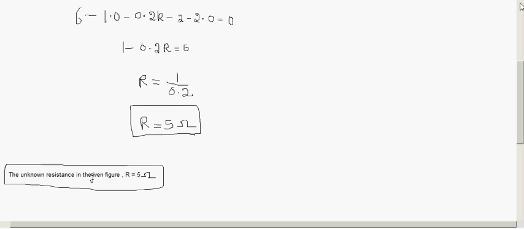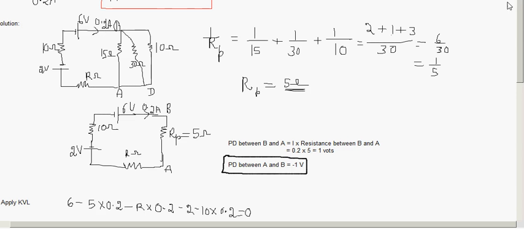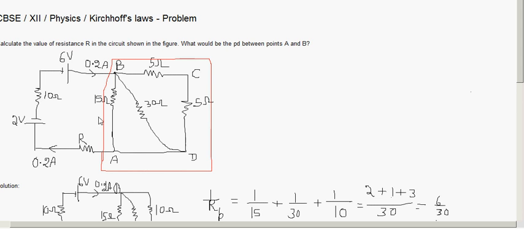So the only thing in this type of circuit that we need to remember is the complex network. You reduce it into a simple network, a simple series circuit. Combine all the resistances which are connected in parallel and series and reduce the complicated network into a simple series network. Once it is a simple series network, it's easy to find out the unknown current or unknown resistance. In our case it is unknown resistance.